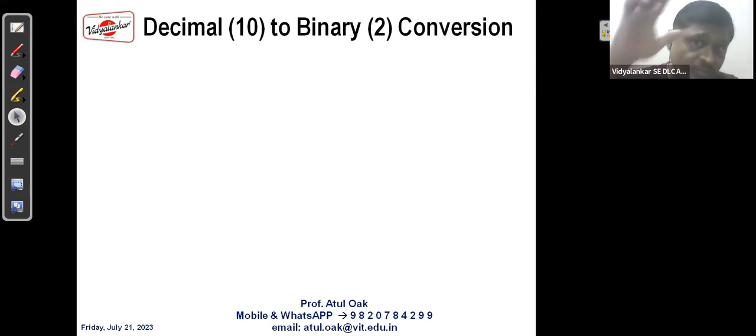What is the definition of computer? It's an electronic machine which processes the data. Which data? Binary data. Why? Because there are two symbols, 0 and 1. So let's start decimal to binary.